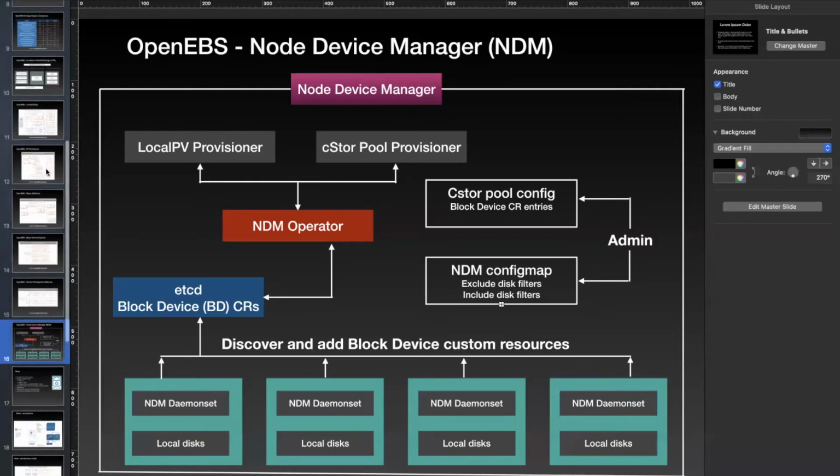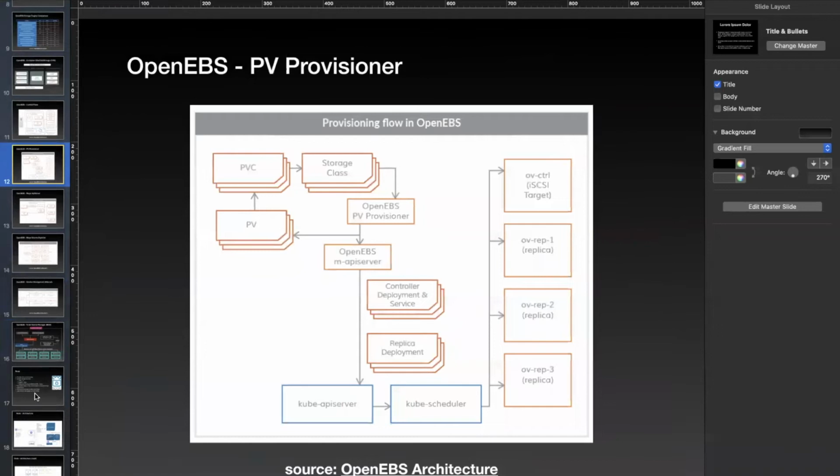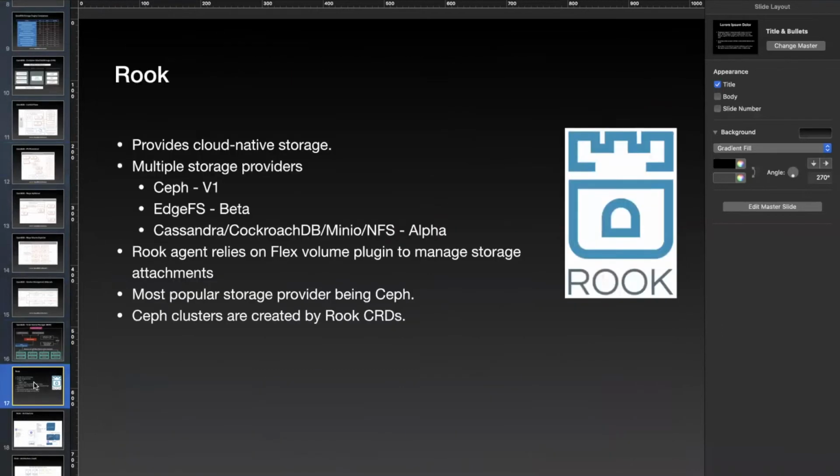We will see a few of these components live in the demo. For now, we will move towards our next open source project of cloud native storage, which is Rook. Rook also provides cloud native storage. Rook was started a little bit earlier than OpenEBS, and it also has multiple storage providers: Ceph, which is stable, EdgeFS, which is in beta, and then Cassandra, CockroachDB, Minio, and NFS. All of them are in alpha.